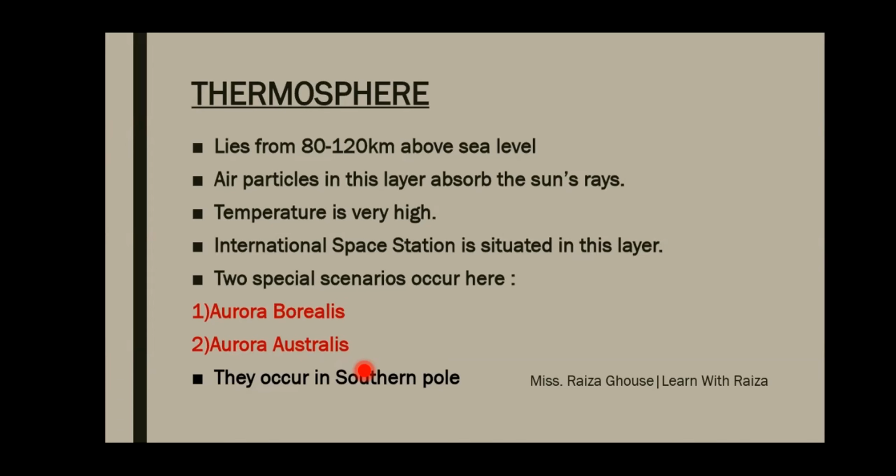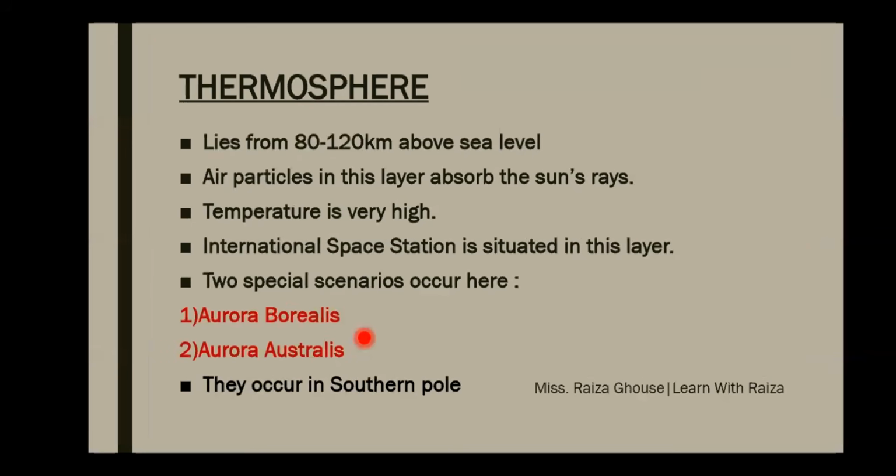You can see the aurora borealis picture is included in your textbook as well, figure 13.5, and you can get an idea of what kind of event that is, right? Aurora borealis can be seen at the northern pole, and aurora australis we can see at the southern pole. Okay, so that is about the thermosphere layer.